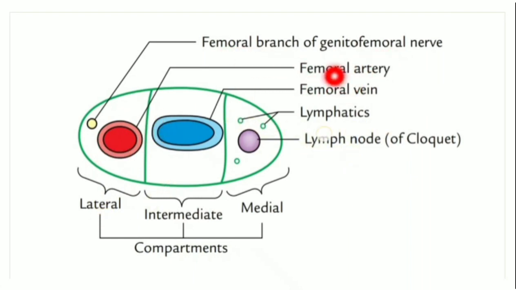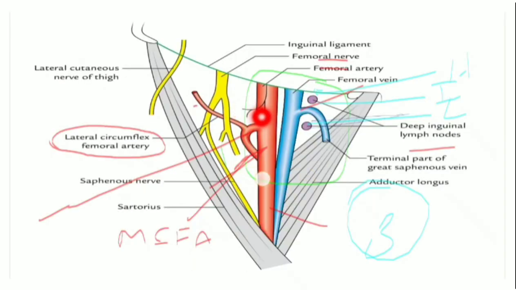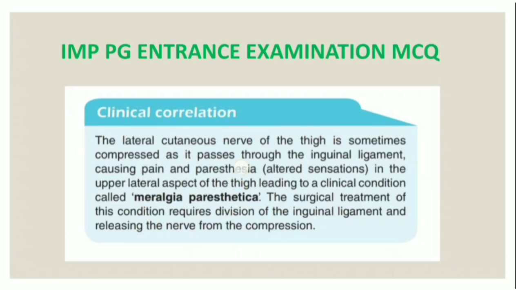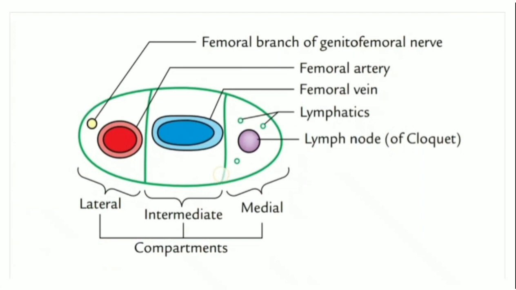Along with the femoral artery, this nerve will be present. So it is present in the lateral compartment. In the intermediate compartment, you have only one content, that is the femoral vein. And the medial compartment is empty. Since it is empty, this empty compartment is converted into a canal. That canal is called the femoral canal. Can you understand?